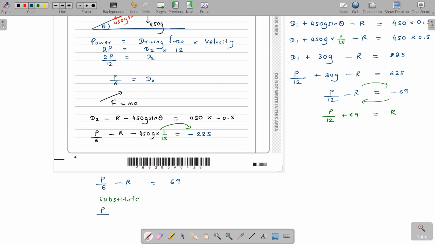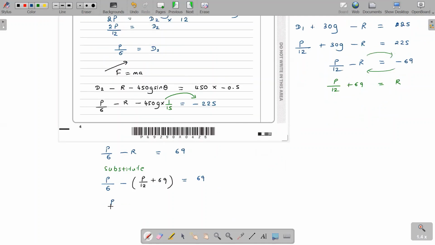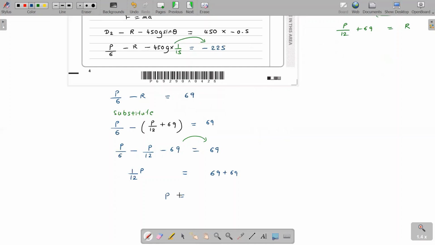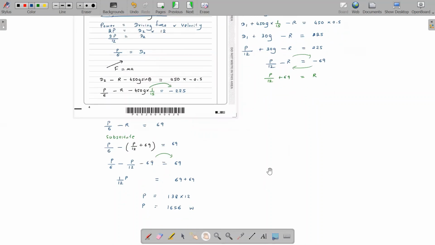P over 6 minus R, with R being P over 12 plus 69, equals 69. So P over 6 minus P over 12 minus 69 equals 69. Simplify. P over 6 minus P over 12 gives you how much? 1 over 6 minus 1 over 12 is 1 over 12. So 1 over 12 P equals 69 plus 69, which is 138. You multiply 138 by 12. How much is 138 times 12? 1656 watts. So this is the power.